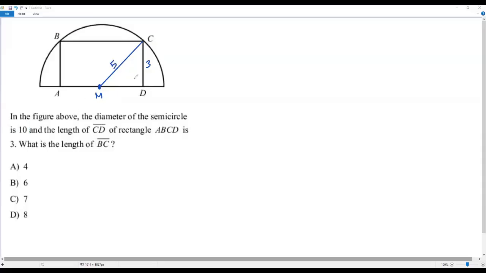Since it is a rectangle, each vertex will have a right angle. So the vertex D will have a right angle over here. Now let's consider the triangle MCD. It is a right triangle. In particular, it's a 3, 4, 5 right triangle.